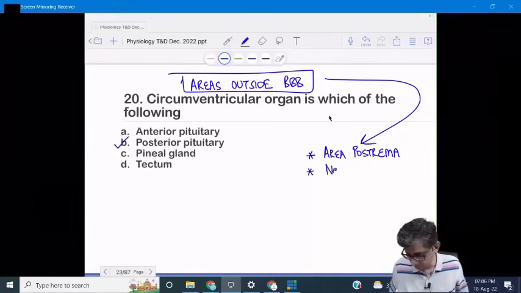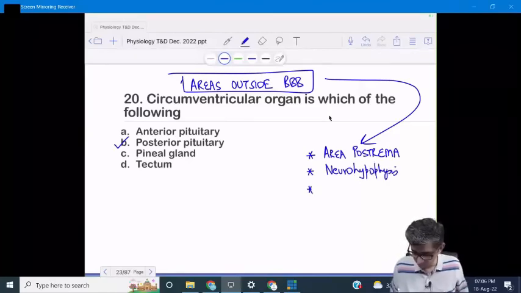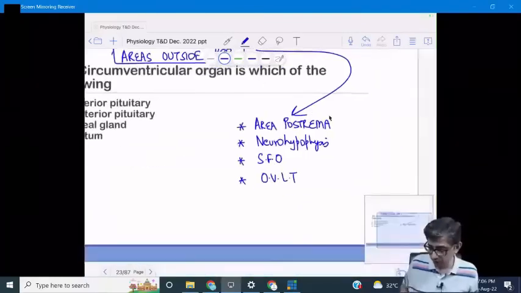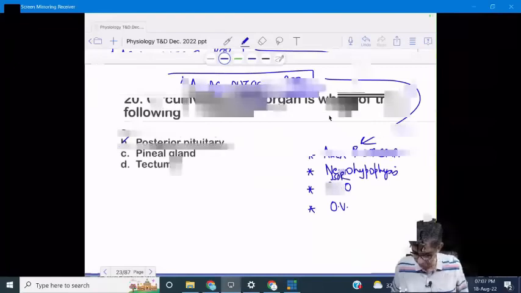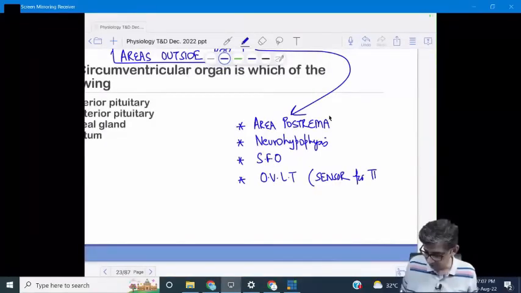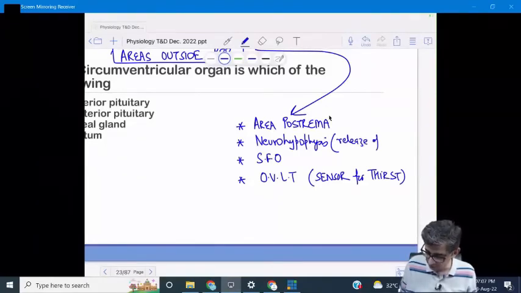Posterior pituitary would be called the neurohypophysis. Then there is the subfornical organ. Then there is the organum vasculosum lamina terminalis. जो OVLT होता है, this is the sensor. This is the sensor for thirst. Neurohypophysis जो होता है, this is going to cause a release of vasopressin. It will cause a release of antidiuretic hormone.